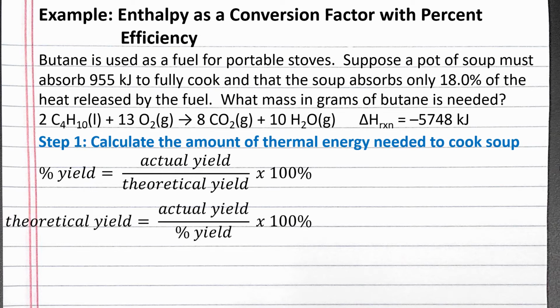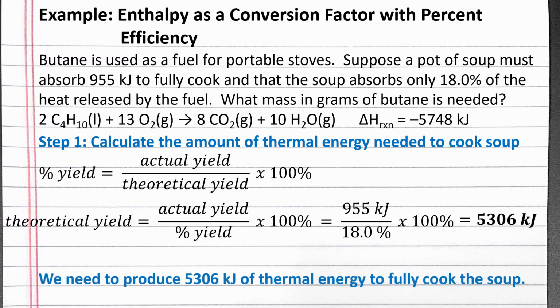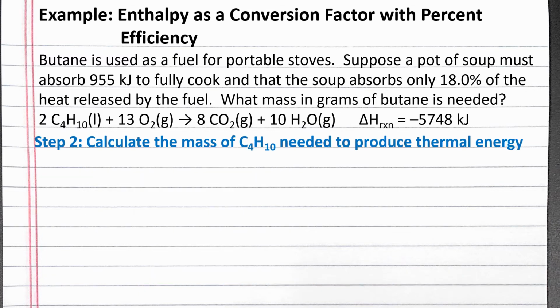Then we can plug in our numbers from the problem. We want the soup to actually absorb 955 kilojoules, but only 18.0% of the thermal energy produced is actually absorbed. Completing the calculation, we need to produce 5,306 kilojoules to fully cook the soup. Now we can calculate the mass of butane needed to produce this thermal energy.